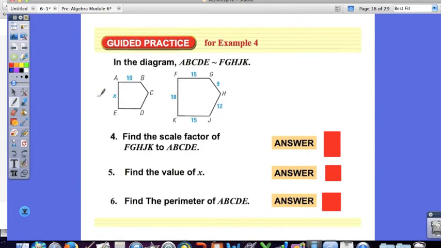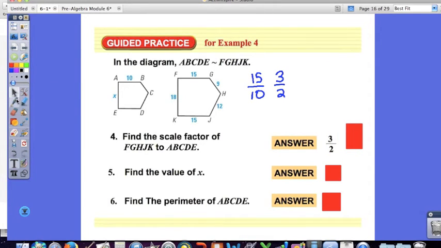Okay, we're going to go ahead and use what we've just done to solve some problems. Find the scale factor of f, g, h, j, k. So that's the bigger one to the smaller one. All they've given us here is 10, but that's okay. 15 over 10, they're both divisible by 5, so that's 3 over 2.